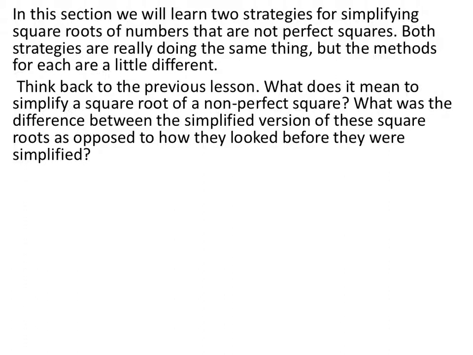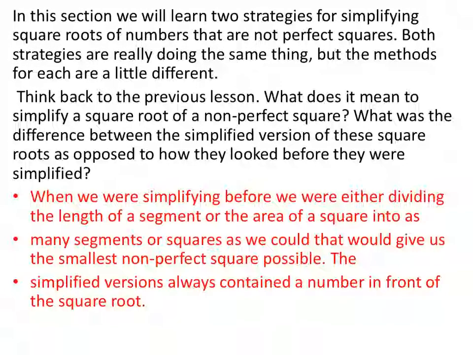Think back to one of the previous lessons. What does it mean to simplify a square root of a non-perfect square? What was the difference between the simplified version of these square roots as opposed to how they looked before they were simplified? Don't worry about it for now. When we were simplifying before, we were either dividing the length of a segment or the area of a square into as many segments or squares as we could that would give us the smallest non-perfect square possible. Simplified versions always contained a number in front of the square root, which we will see.